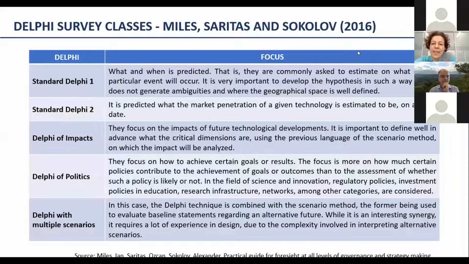According to Miles, Saritas and Sokolov in 2016, there are 5 directions on how to write the statements. Standard Delphi 1: what and when is predicted? We ask the expert when they think something can happen, predictions. How, when do you estimate, or what date do you think something can happen.